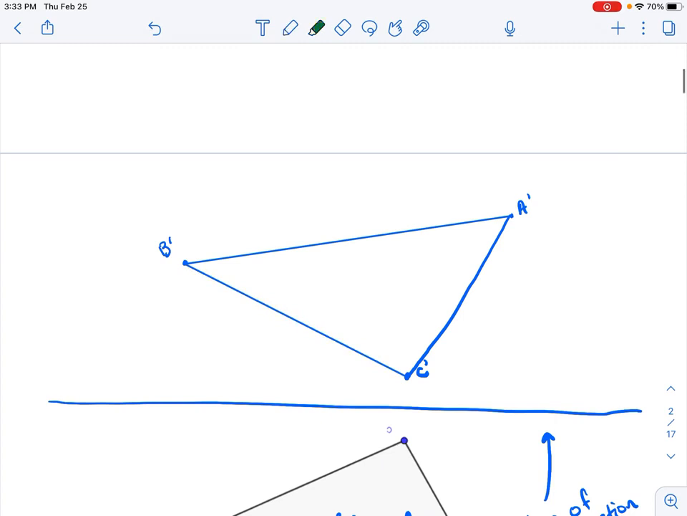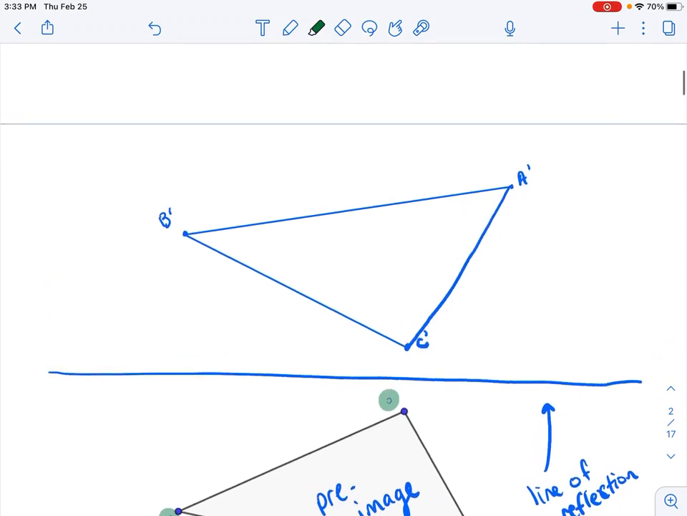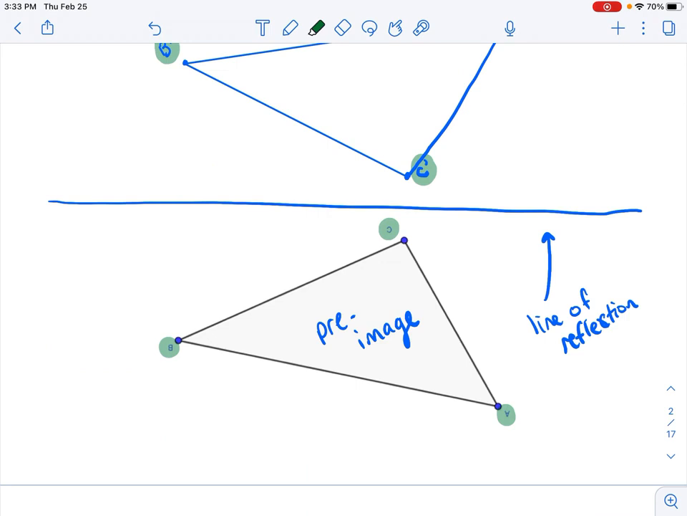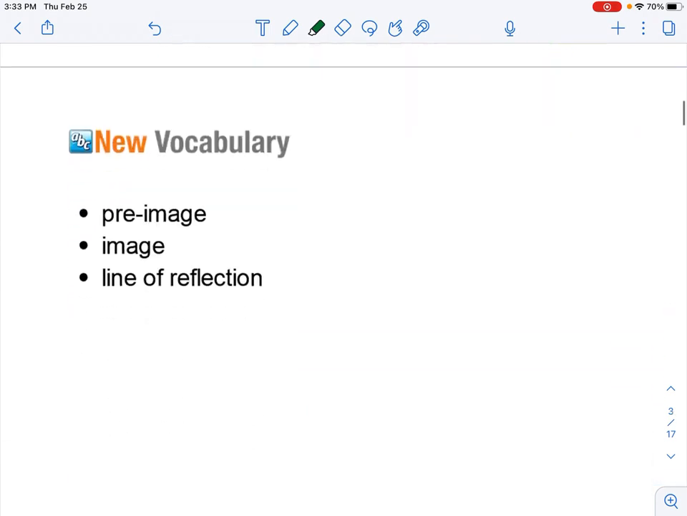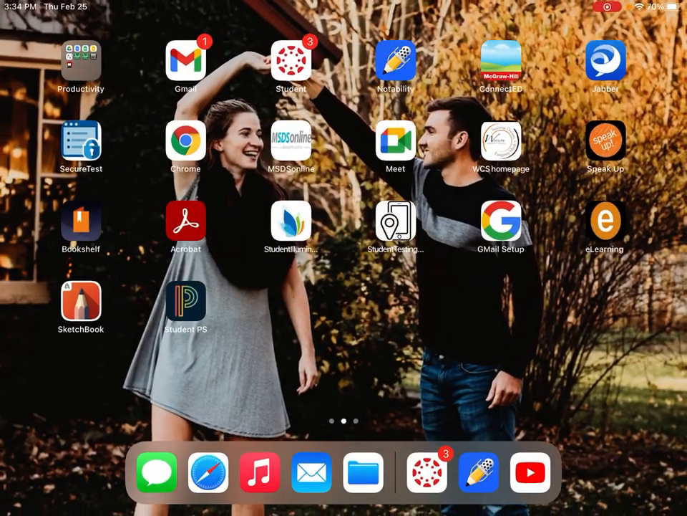Alright, now notice the way I labeled these, that the pre-image has just A, B, and C, and the image, the new one, is labeled A prime, B prime, and C prime. That's to keep track of which one is your image and your pre-image. So that is how you should label yours too. Make sure you label every single point that you plot. So our new vocab are pre-image, image, and line of reflection.